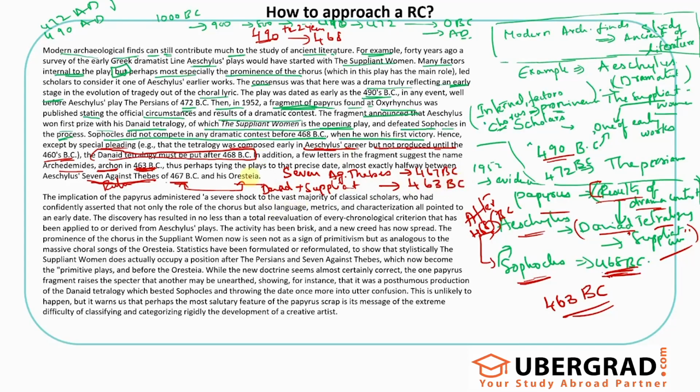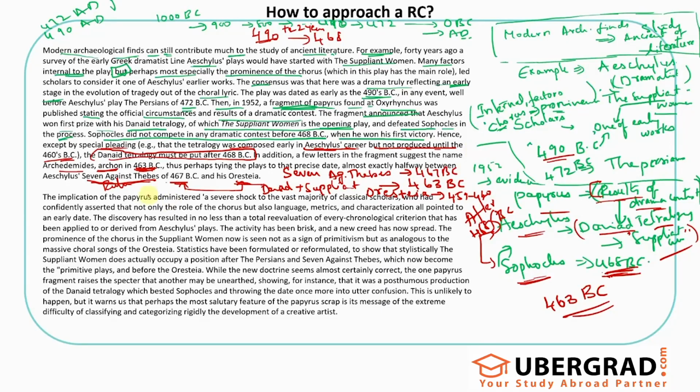And then what happened? The next thing is the Oresteia. I don't know when it happened, but it should be later, because it says the precise date is almost exactly halfway between Aeschylus' Seven Against Thebes of 467 BC and his Oresteia. So this Danaid tetralogy and Suppliant Women is in between in terms of time frame between Seven Against Thebes and Oresteia. So that means 461, 460, somewhere like 459, 460 or whatever, just an approximate, but that's okay. We don't know the exact year, let's leave that here.